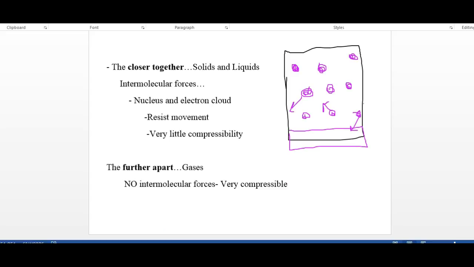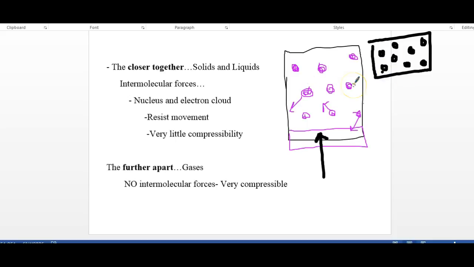So if I push this, I could take this container and make it this size. You can imagine all those particles are now closer together. But they have the same amount of energy that you started with. You might think about what that's going to cause in this cylinder, and we're going to do a lab on that. But these are compressible.